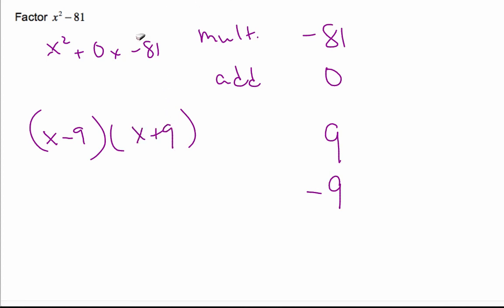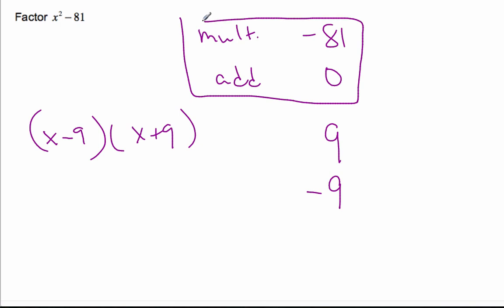And this is a common pattern. Whenever you have a scenario where there's no middle x term, it's often going to be that the two numbers are the same, and this is called a difference of squares. But I still use this method, thinking of the magic question, to do the factoring.